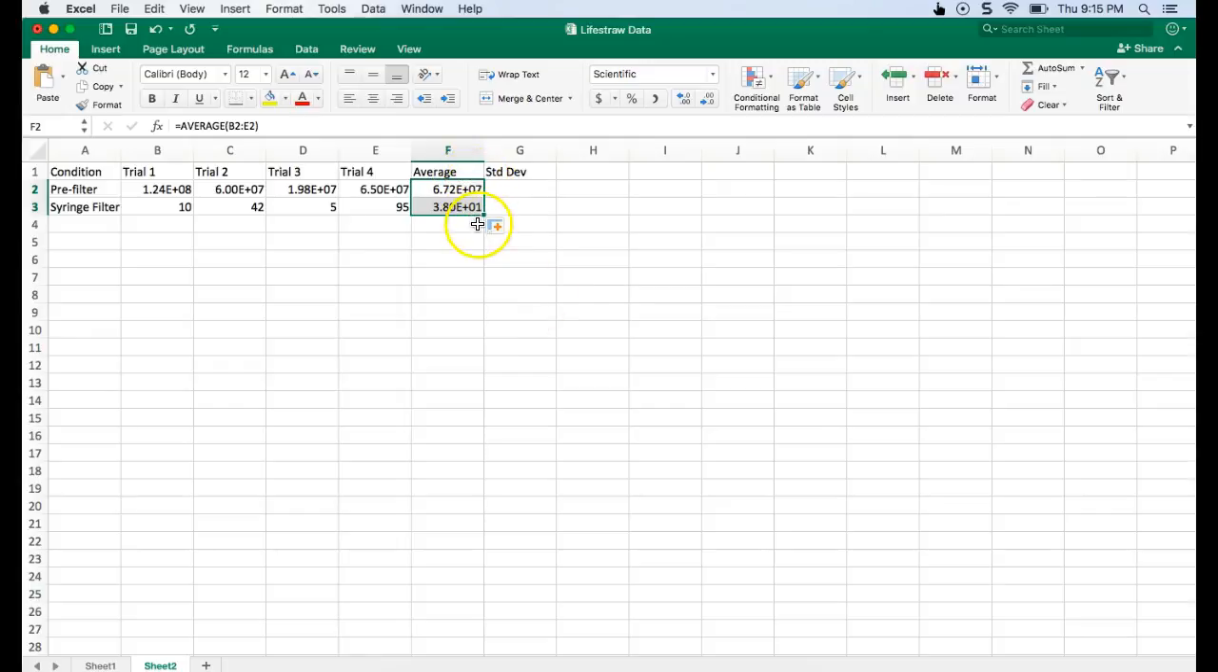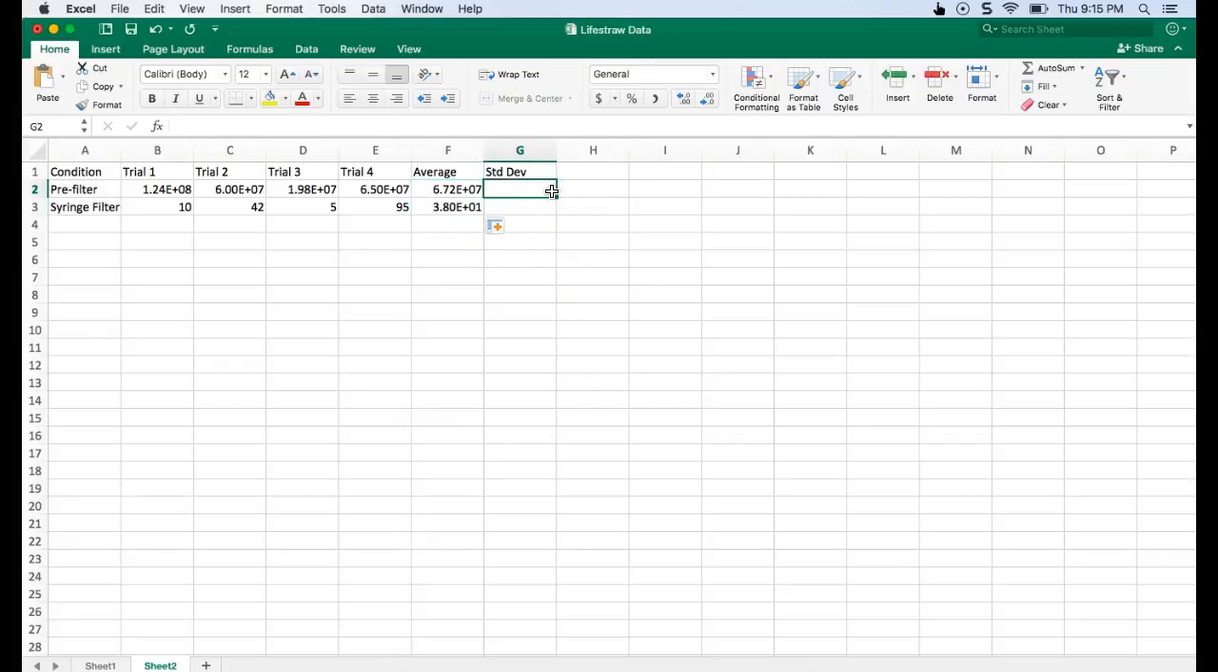You can see that when I pulled it down, it formatted this lower box in the same way as the upper one, so both of them are in scientific notation, where this is 6.72, and the E plus 07 means 6.72 times 10 to the 7th power colony forming units per milliliter.